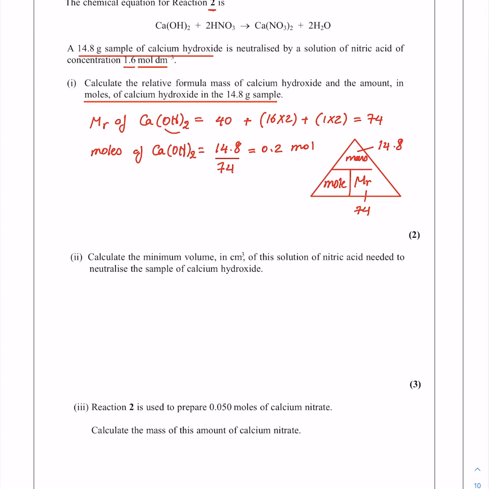Calculate the minimum volume in cubic centimeter of solution of nitric acid needed to neutralize this sample of calcium hydroxide. First, to calculate the volume I need the concentration and the moles. The formula says concentration equals moles over volume in cubic decimeter. To calculate the volume in cubic decimeter and then convert it to cubic centimeter by multiplying by 1000, I need the concentration. The concentration is given above as 1.6 mole per cubic decimeter, so no problem.